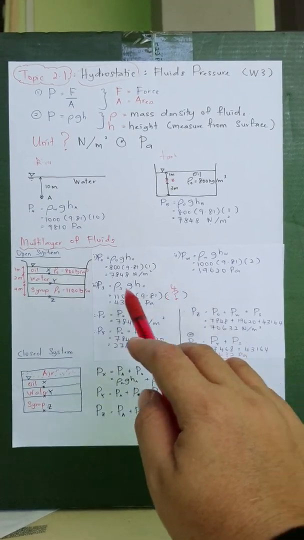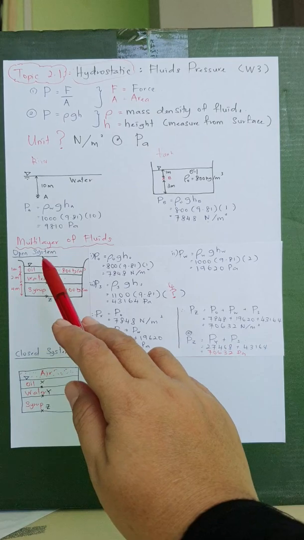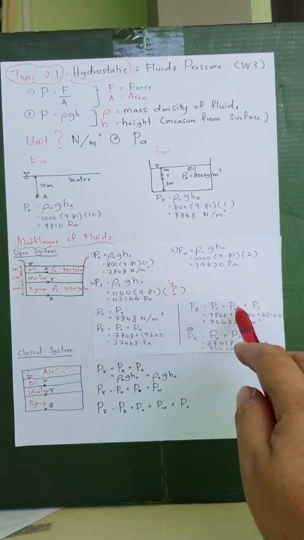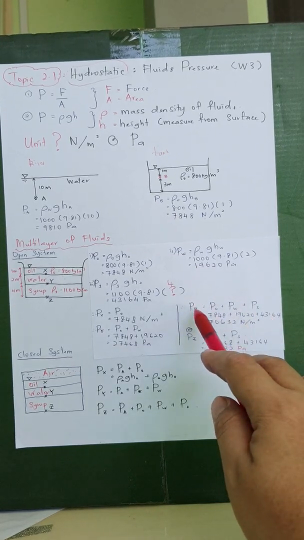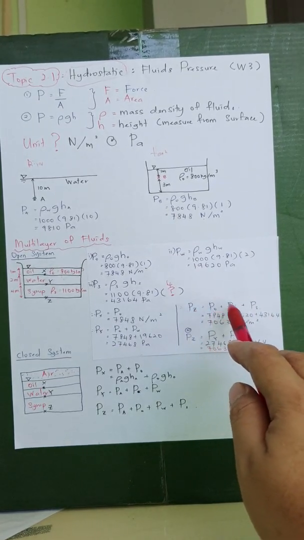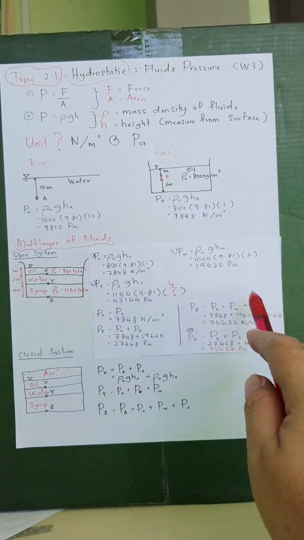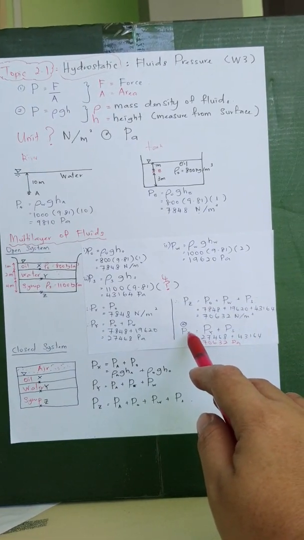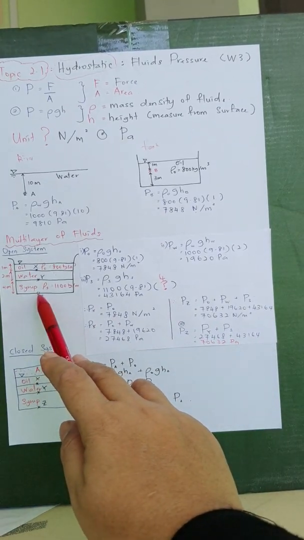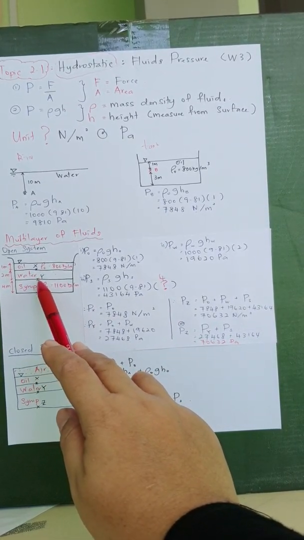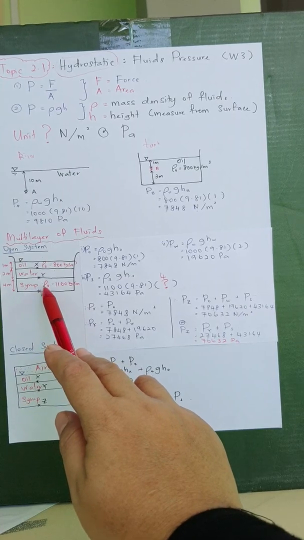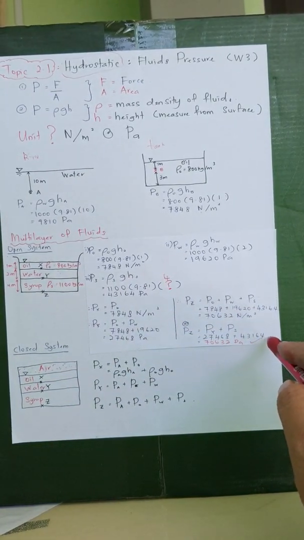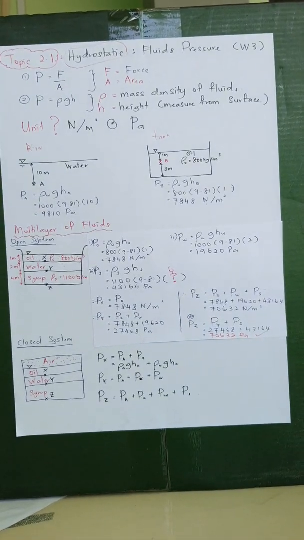And the pressure at Z: above point Z we have oil, water, and syrup. So the pressure at Z equals P oil plus P water plus P syrup. Okay, that's all. And we can also calculate it because we know PZ equals the pressure at Y plus the pressure of syrup. Okay, understood?